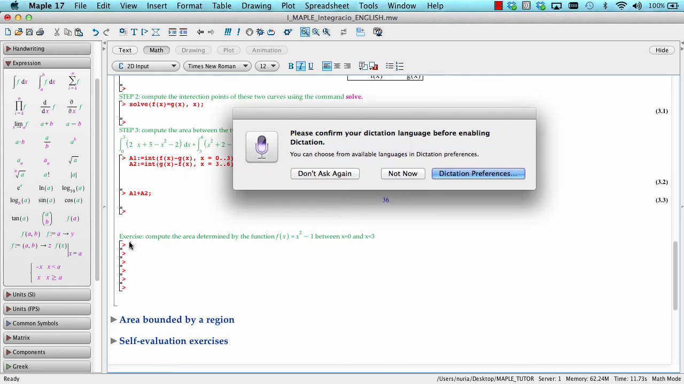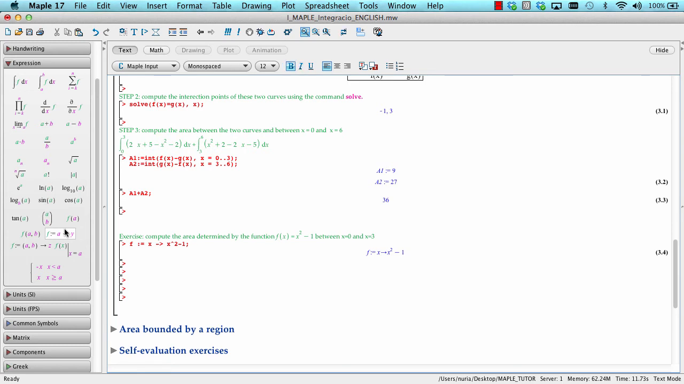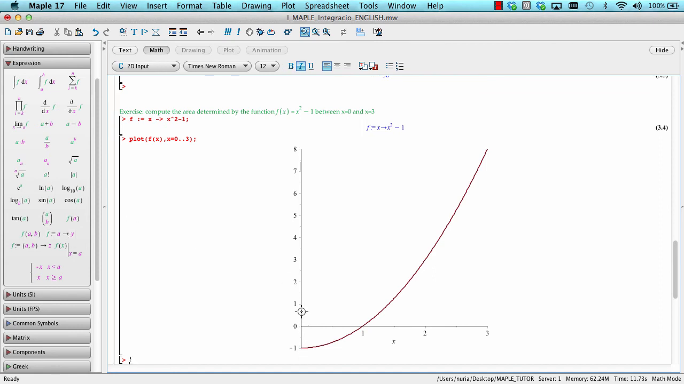So f5, we define the function f(x) equals x squared minus 1. Now we need to make a plot, but since we only have one function, we can just use the plot command. Plot the function between 0 and 3. And we can see that we have an intersection. The function is not positive. If the function is positive, the area coincides with the integral. If the function is negative, the area is minus the integral.